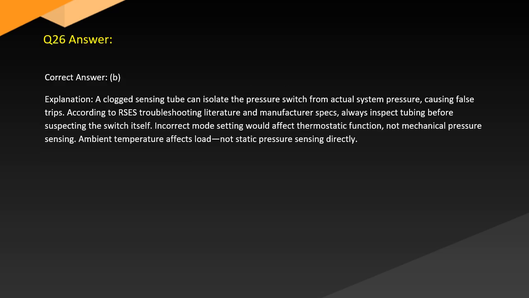Answer. Correct answer: B. Explanation. A clogged sensing tube can isolate the pressure switch from actual system pressure, causing false trips. According to RSES troubleshooting literature and manufacturer specs, always inspect tubing before suspecting the switch itself. Incorrect mode setting would affect thermostatic function, not mechanical pressure sensing. Ambient temperature affects load, not static pressure sensing directly.